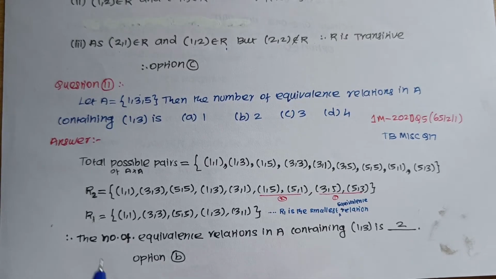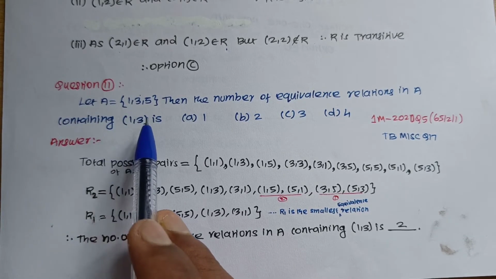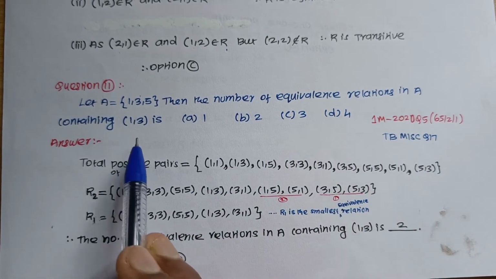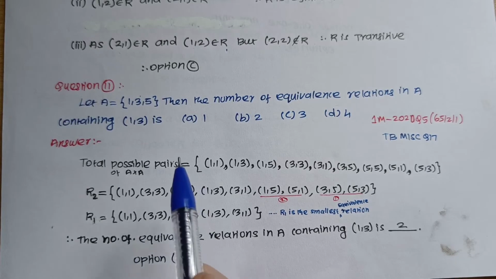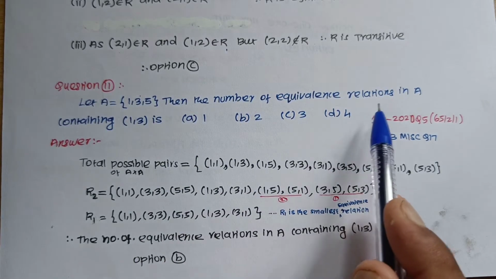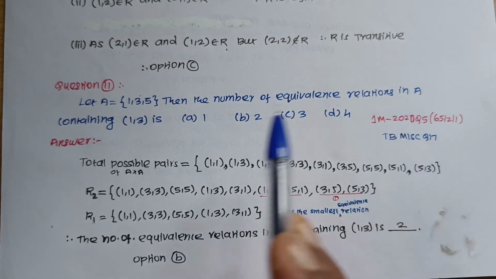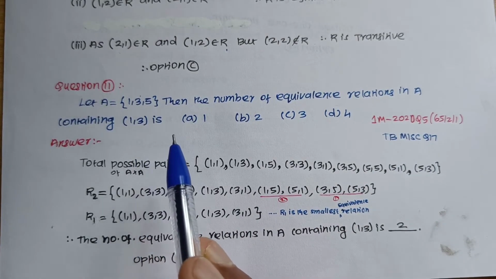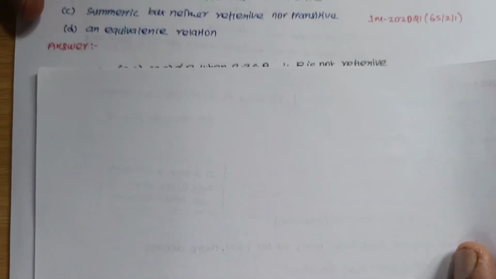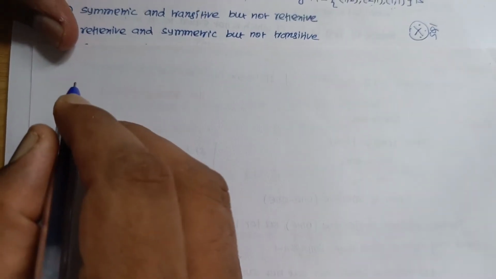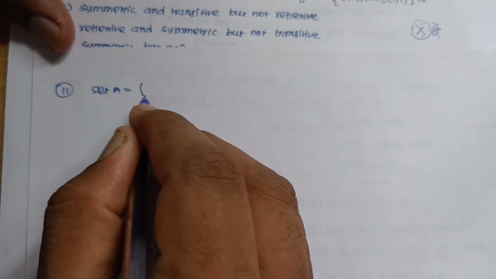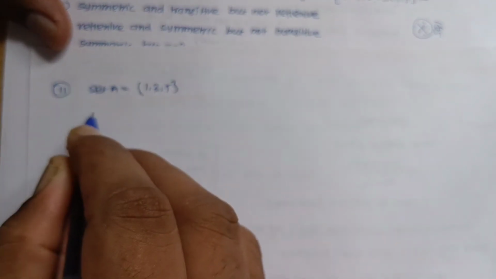Question number 11. Let set A have 3 elements. Then find the number of equivalence relations in A containing (1, 3). They gave one set with 3 elements and are asking the number of equivalence relations in set A containing the ordered pair (1, 3). In this question, set A has 3 elements: 1, 3, 5.